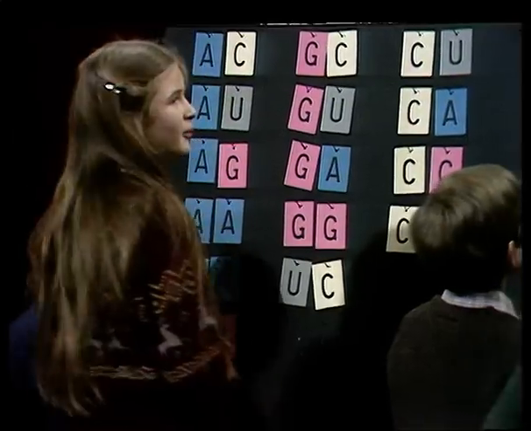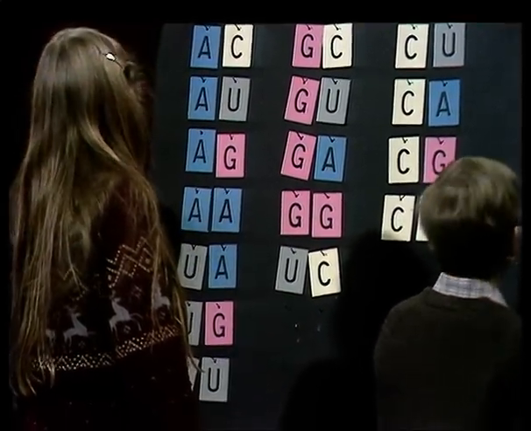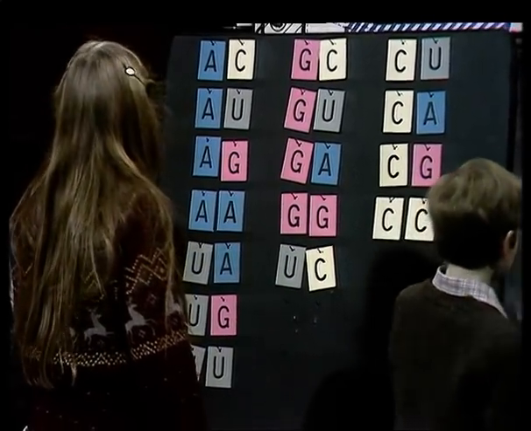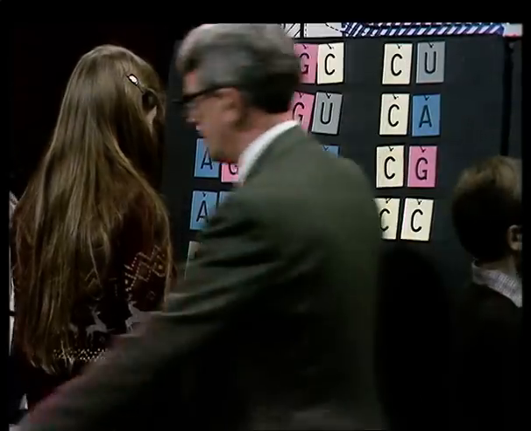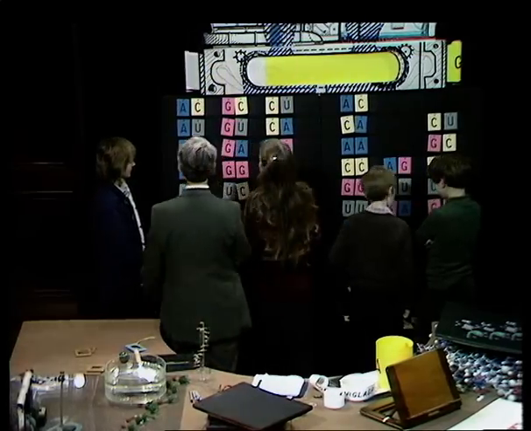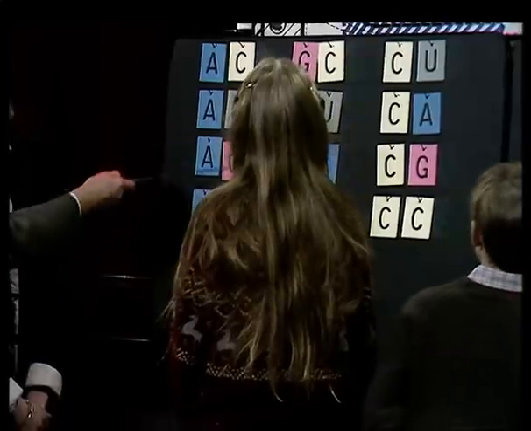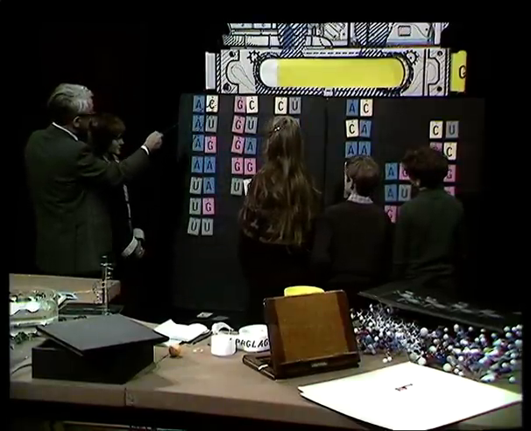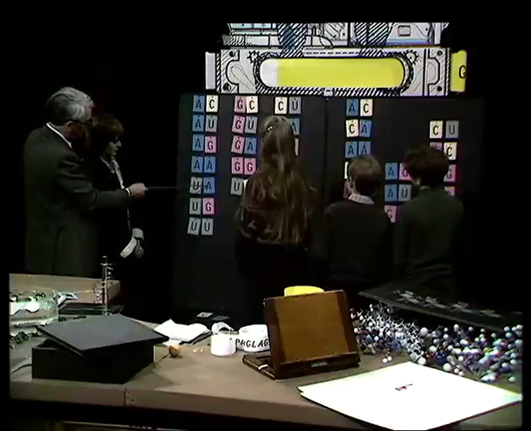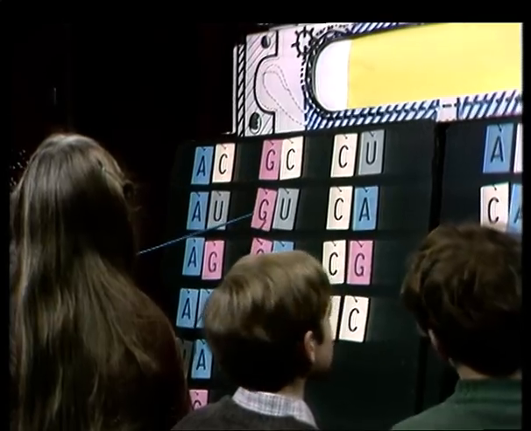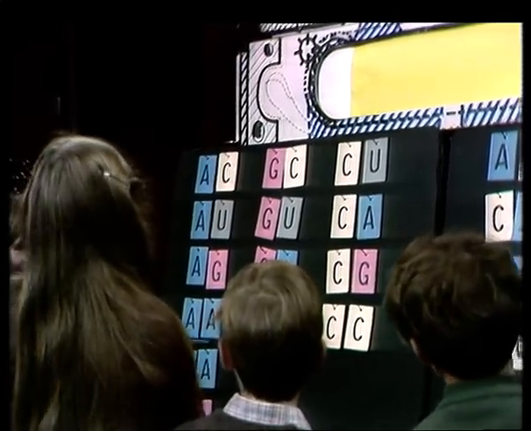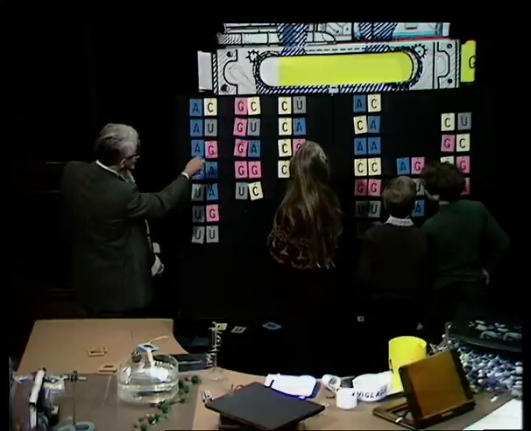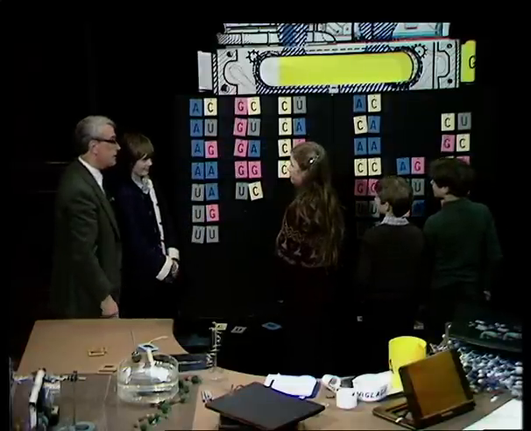Let's have a look. Now, they've been very clever about this. They started by putting down A's in the first place, and then U's in the first place, and G's in the first place, and then C's in the first place. And then by each A, there's C, U, G, A, and by each U, there's A, G, U, C, and so on. Well, that's certainly right. And how many are there altogether? 16.